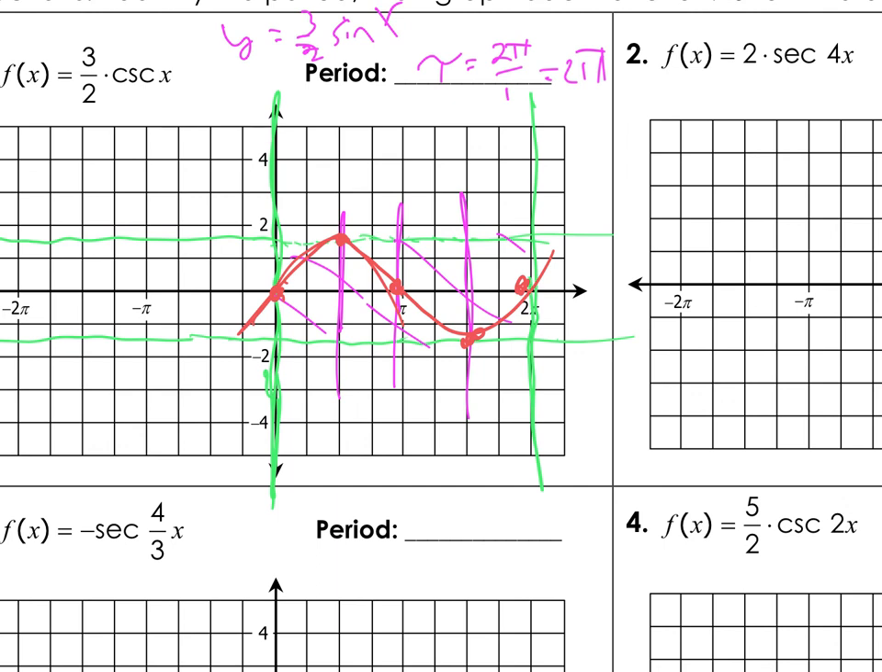Now, that's not the answer, is it? No. The answer is, where I have x intercepts become the what? The asymptotes. Asymptote. Do you agree with those three asymptotes?